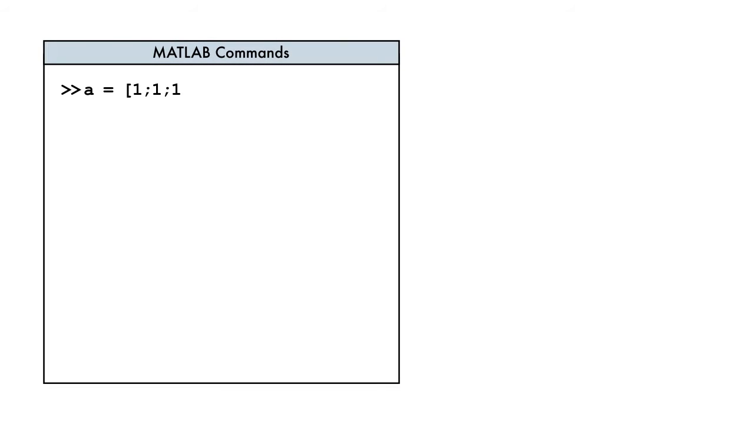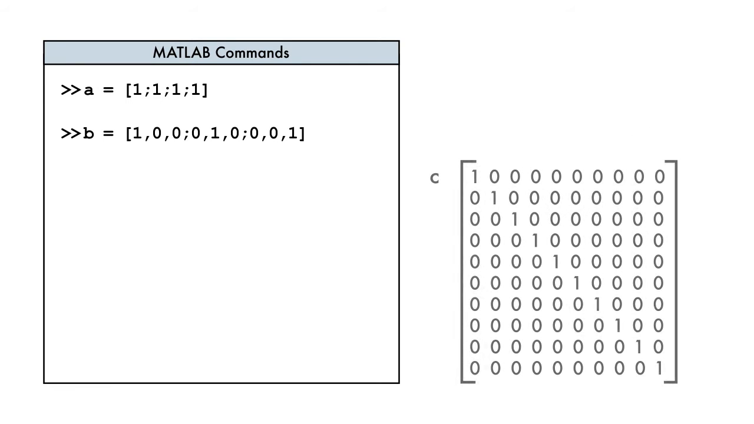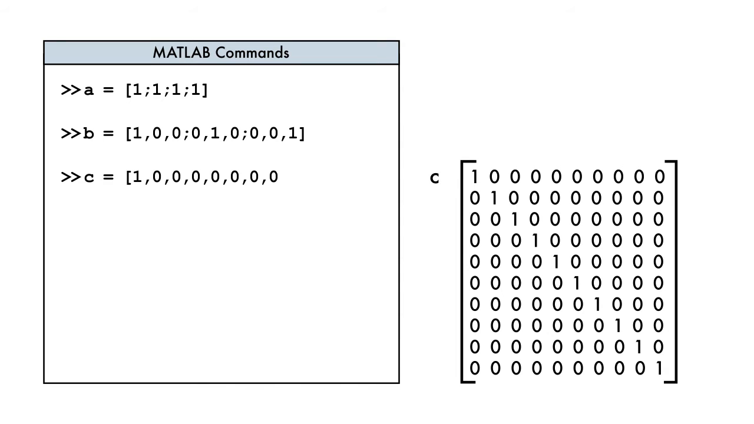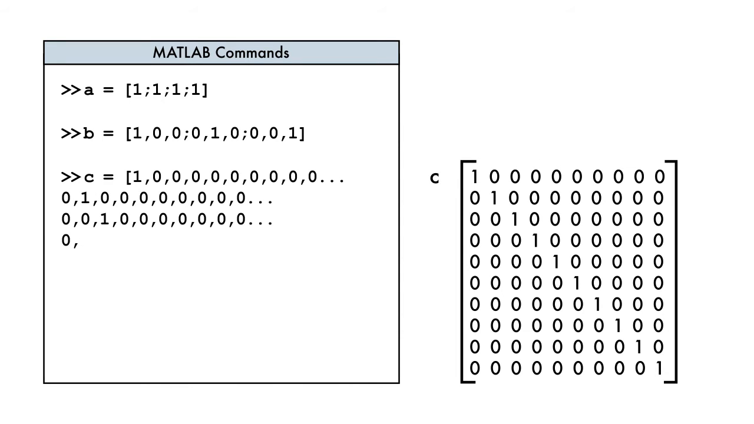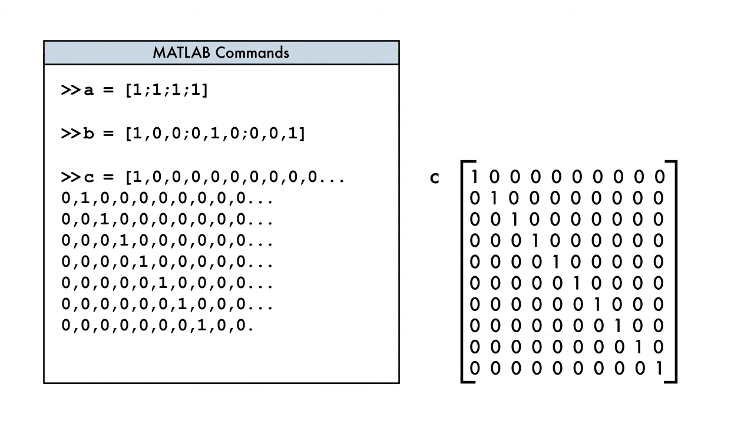We can create vectors and matrices in MATLAB by entering commands as shown here. However, for larger vectors and matrices, typing individual elements one at a time is a tedious process. For example, what if we needed to create this matrix? If we try to create this matrix with 10 rows and 10 columns using square brackets, then we would have to write 100 separate values in MATLAB.